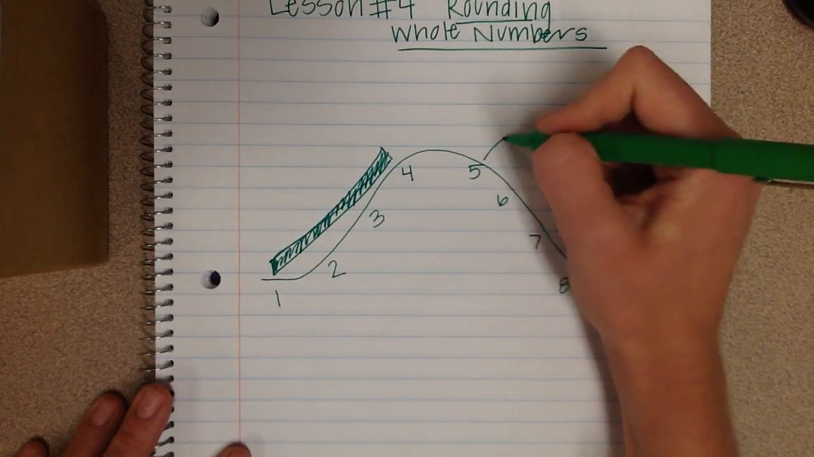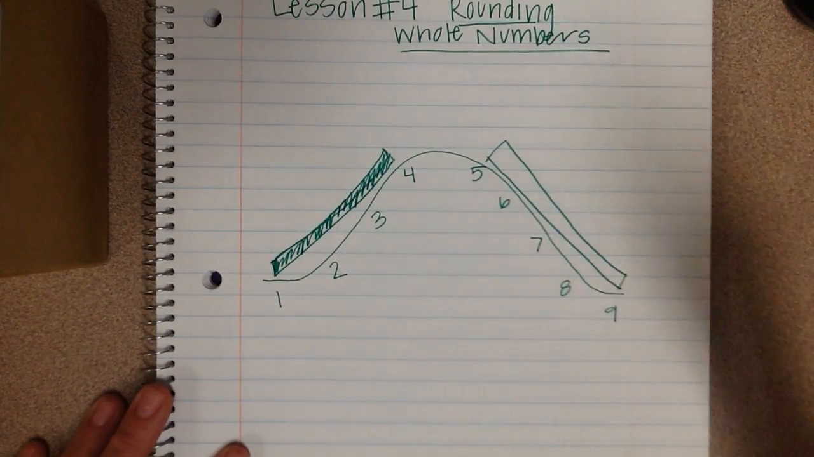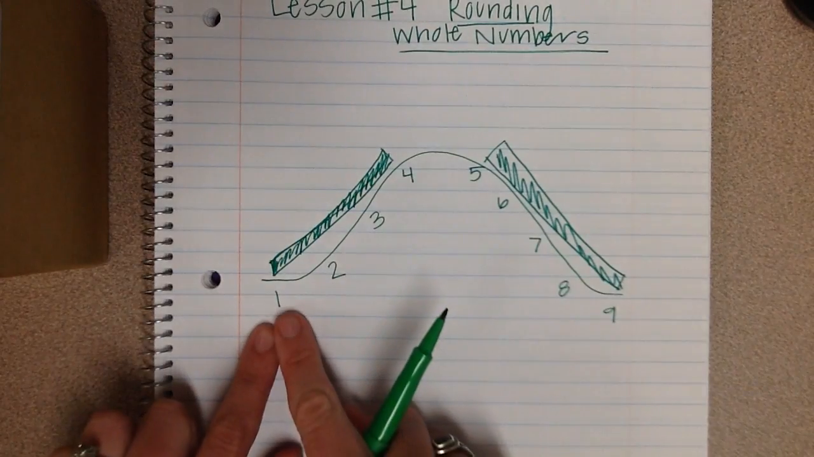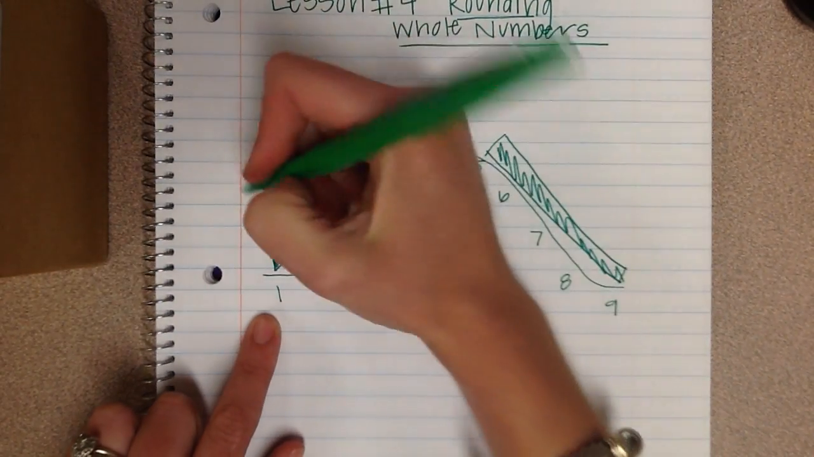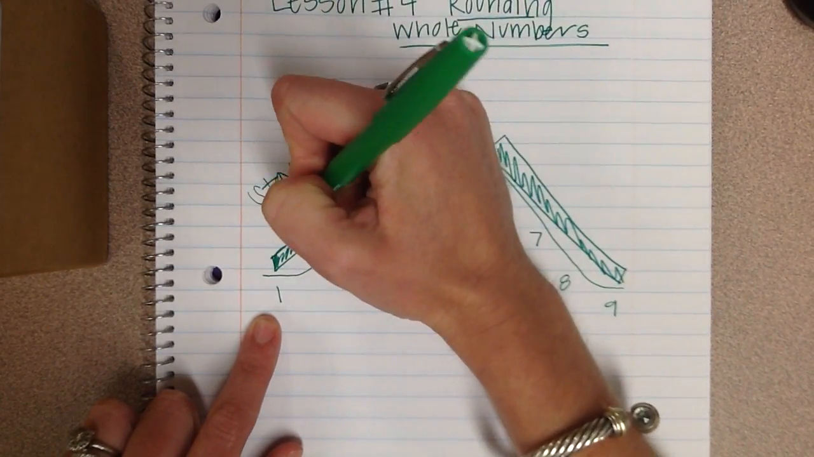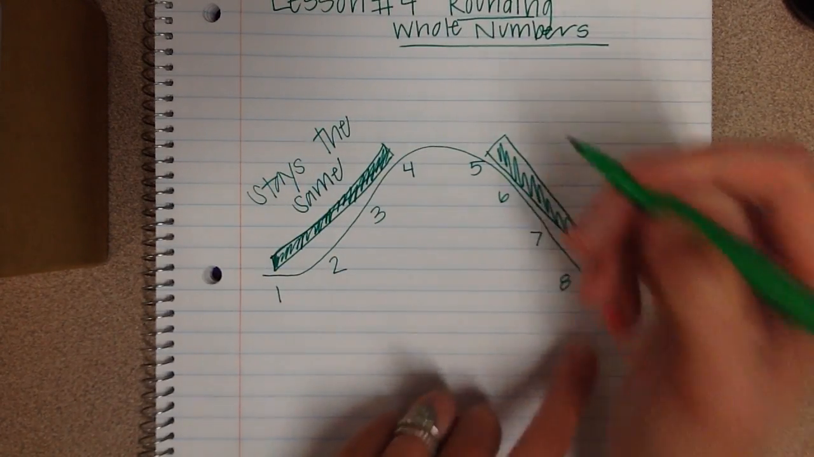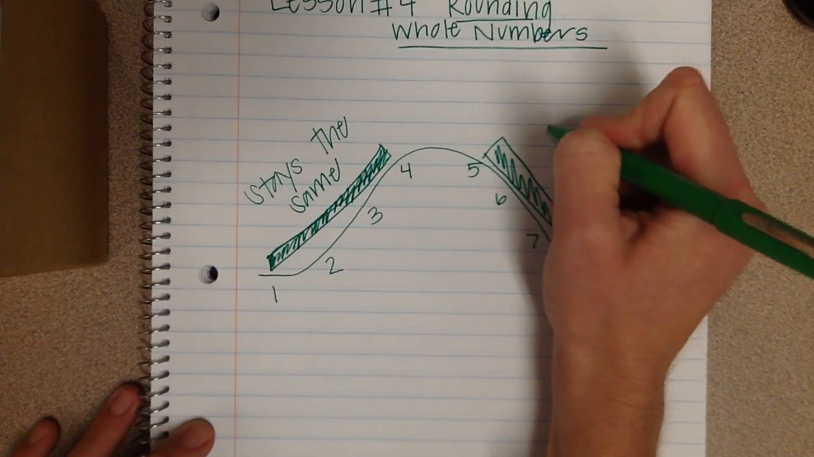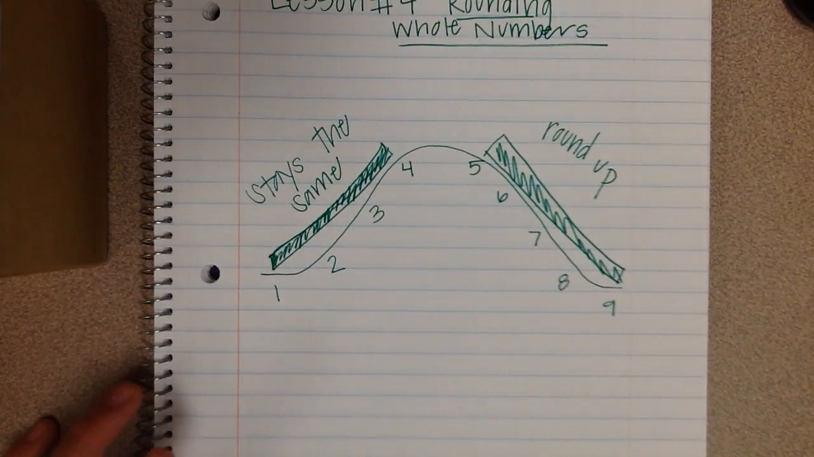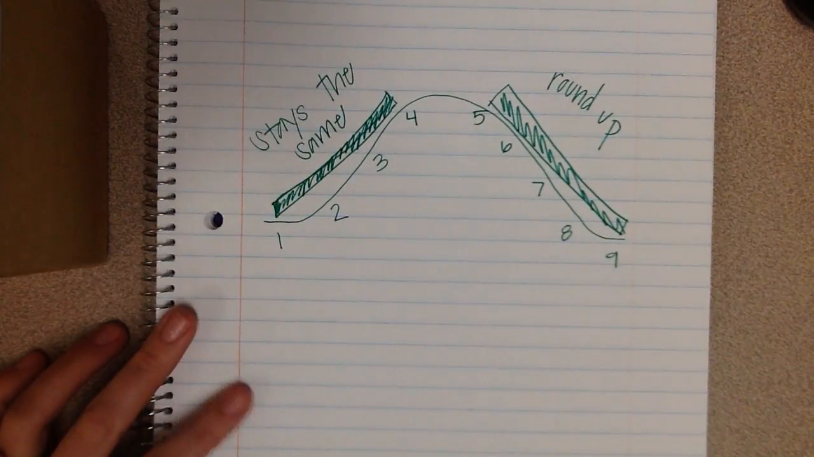Okay, and then from here to here, it's a little bit better. Color it in. If the number is from 1 to 4, it stays the same. If it's from 5 to 9, round up. Okay, so I'm going to give you some rules for how we use this for rounding.